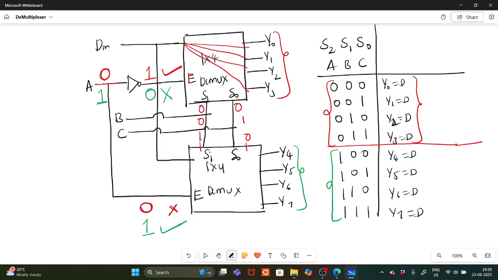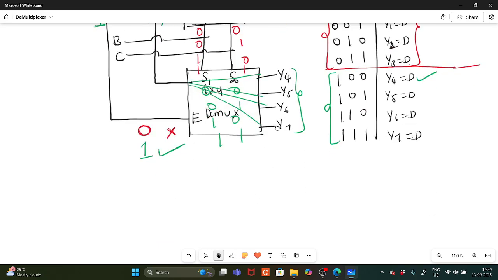And the selection lines will decide: when it is 0, 0, this data input is connected to Y4. And 0, 1, you are getting Y5. 1, 0, Y6. 1, 1, Y7. Like this you can implement the DeMux.